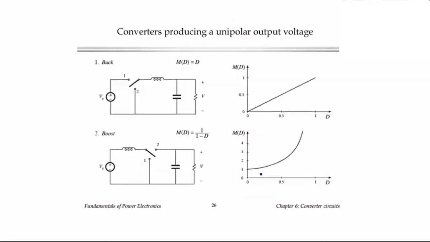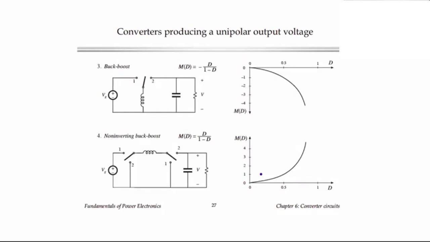So here they are. The first 2 are the buck and the boost, which we already know about. The next 2 we've also discussed. We have the buck boost and the non-inverting buck boost. So these are the 4 converters in this class. They're all you can make with a single inductor and 2 intervals that are DC-DC type converters.